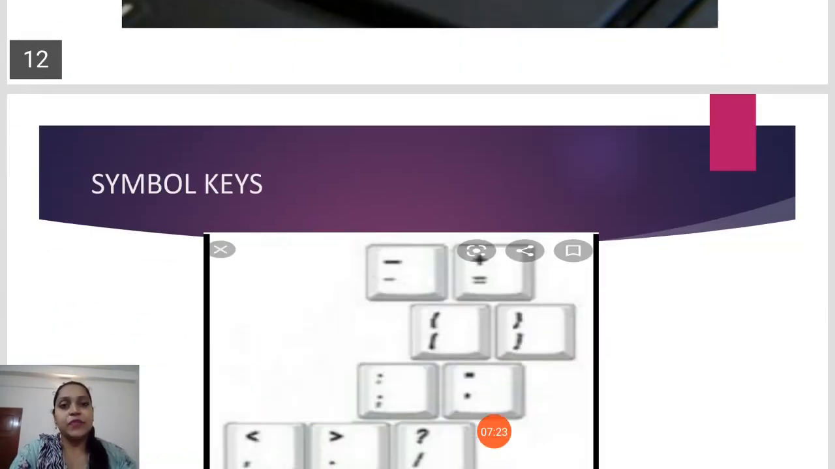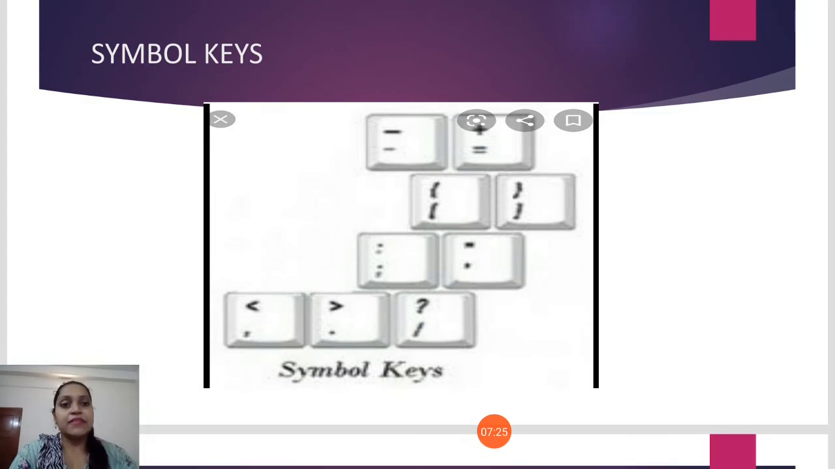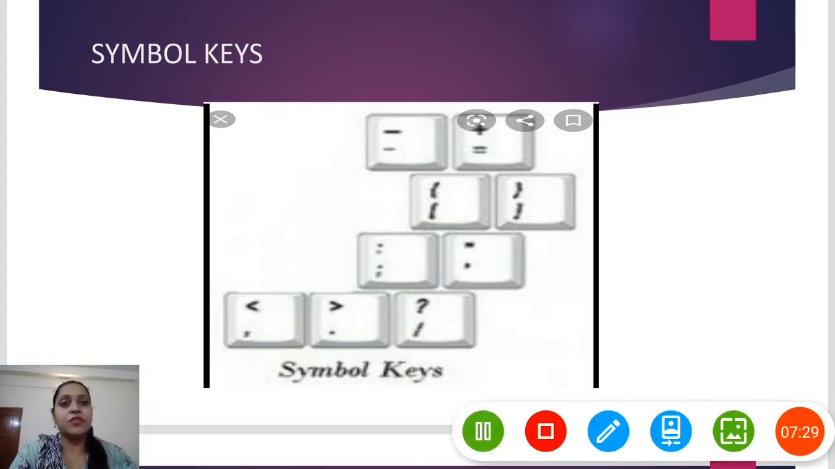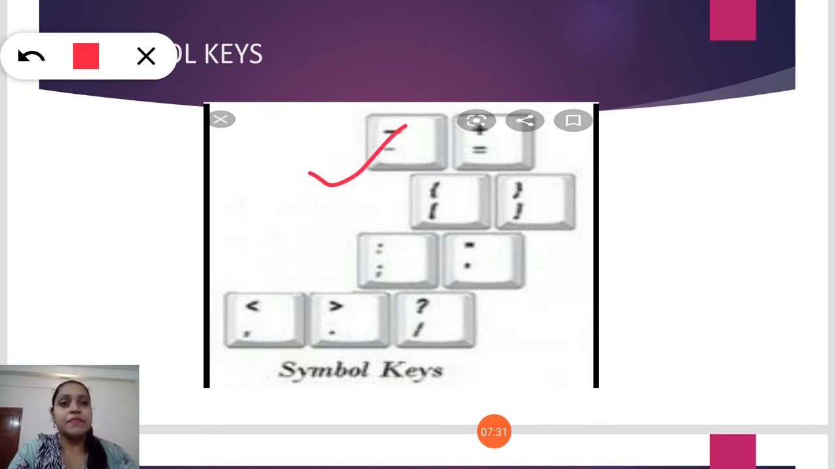Then we have the symbol keys. Various symbols are there. You can see a set of keys you will find there. Various symbols are there, equal sign, plus sign. Then children, you can find full stop, question mark. These are all symbol keys and we can use these while writing anything on the computer. These are called symbol keys.